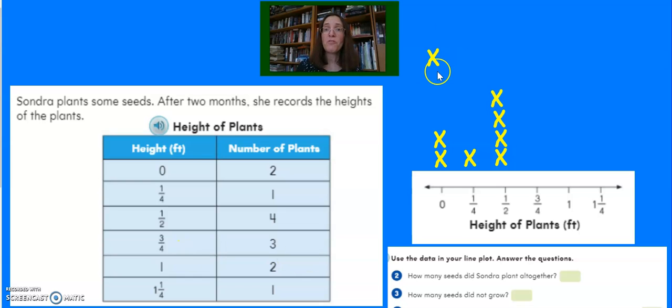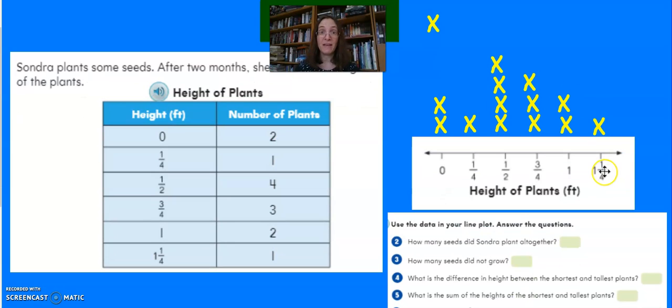3/4, 3 of them. So when I'm doing this, I'm going to want to line this first X up with the others, line the second X up with the others across horizontally, and the third one. There we go. 1 foot plants. We had 2 1-foot plants. So again, it doesn't have to be perfect, but I'm trying to line it up there. And then 1 1/4 foot plants, we only have 1 of those.